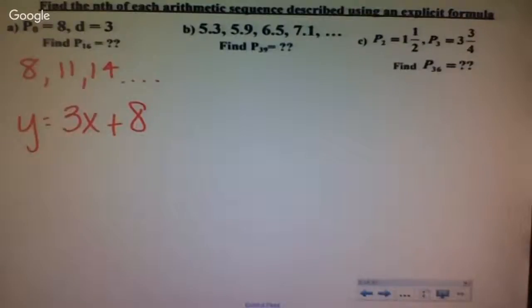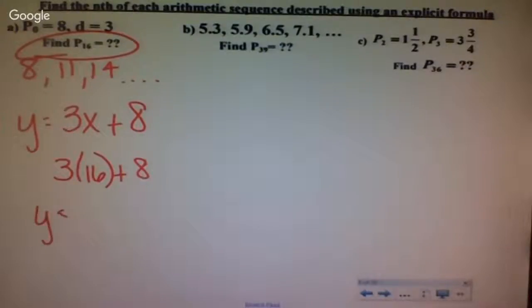Okay? They want us to find P sub 16. They want us to find the 16th number in that sequence. So what you do is we plug in 16 for x and solve. 56. So the 16th number in my sequence is 56.